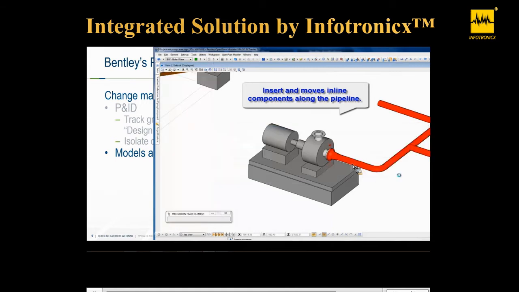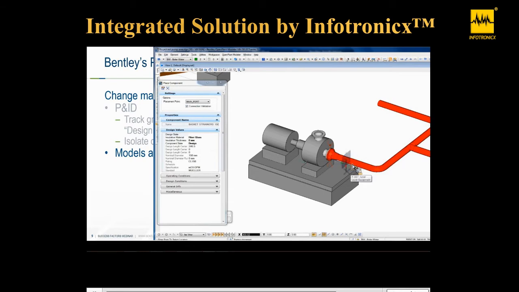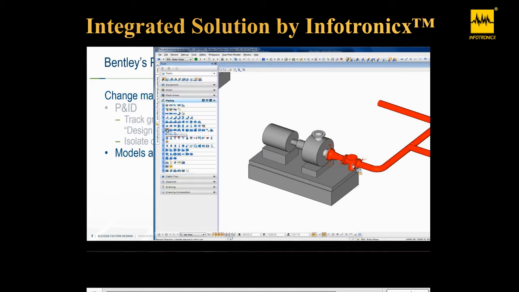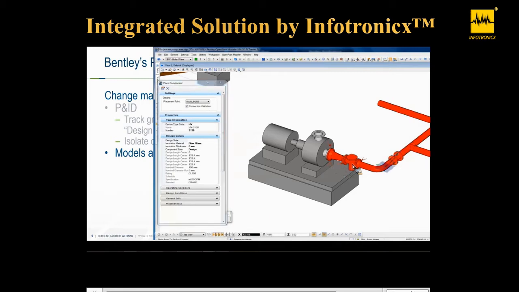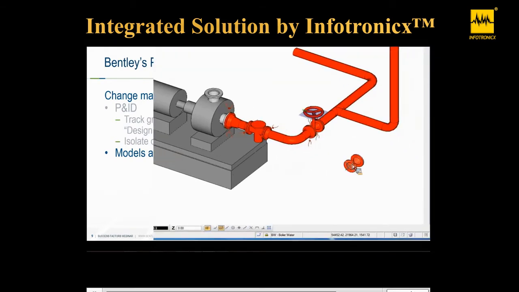We can insert inline components. They're read from the spec. They cut the line. And of course, as we did with the nozzle, all of the fasteners and gaskets are placed automatically. Inline components can be dragged along the line, dynamically placed, and the hand wheel can be rotated. By just picking and clicking here, we're actually building an intelligent model.